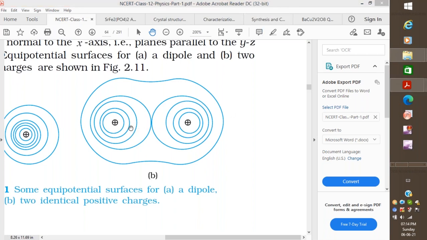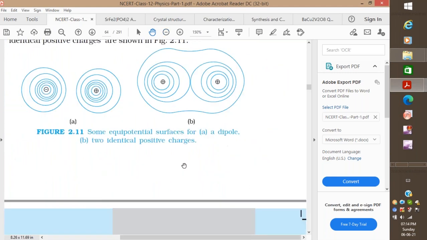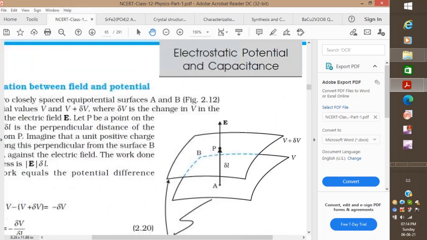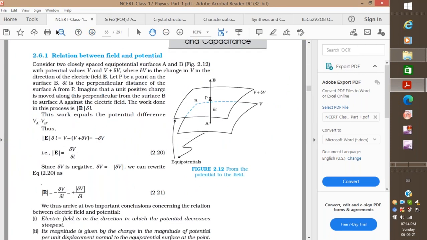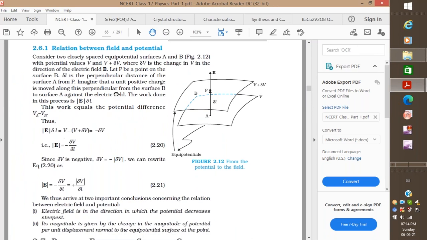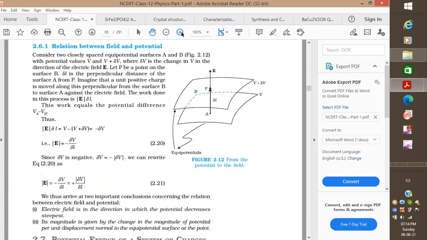Now look here, we'll be deriving the relation between electric field and potential. I'm not writing, because if I write, I may take a little extra time. I'll just read from here and make you understand from this only.